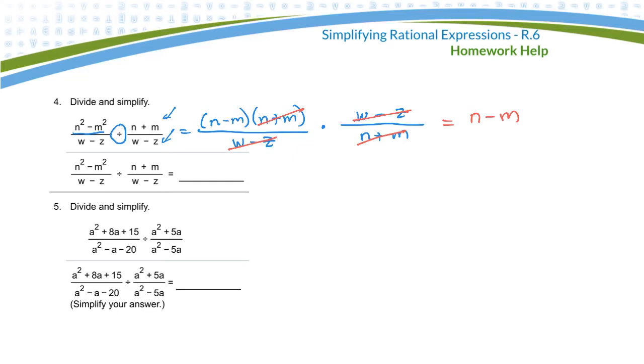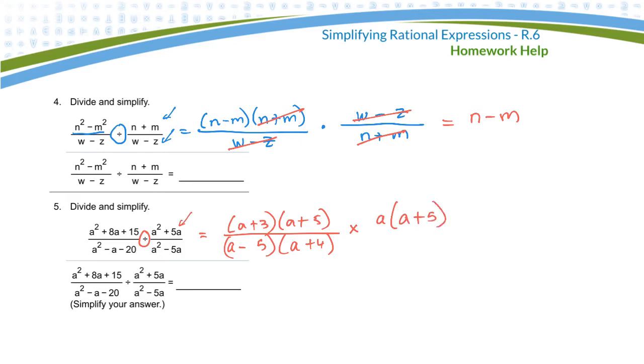Next question, same kind of thing. I'm going to factor as we go. This first one we've seen already. A plus 3, a plus 5. The bottom, a minus 5, I think, and a plus 4. Is that right? Yeah, that's right. Okay, change the divide to a times. And then I'm going to factor that. That looks like I can just take out a common factor of a. I'll be left with a plus 5. And on the bottom, another factor of a, and it'll be a minus 5.